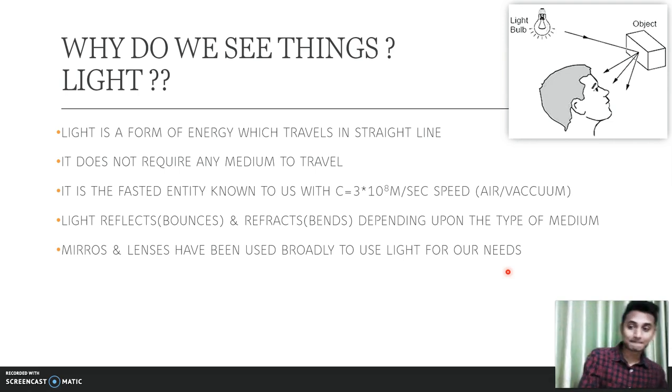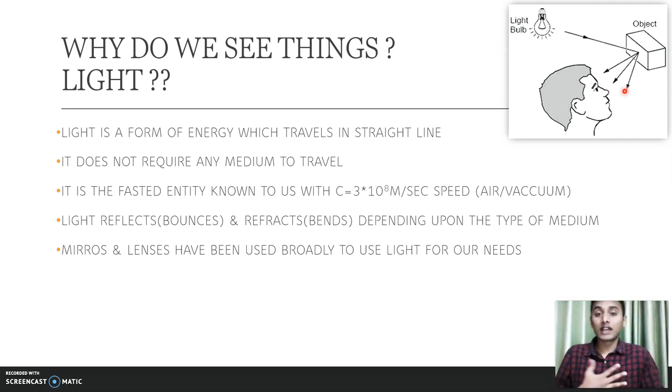Why do we see things? What is light? Why do we see things? You can see there is an image on the right top corner of your screen. A light bulb is throwing a huge amount of light rays all around, and the rays are going on a specific object, and that object is bouncing back those light rays in all the different directions. In those directions, they come to our eyes, the human eye, because of which we are able to see things. In basic understanding, you can understand this is the reason we are able to see things. And how the human eye functions will be covered in the next chapter.